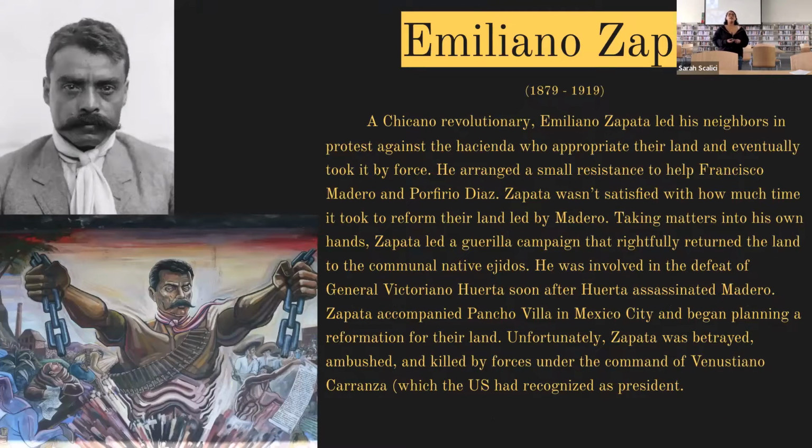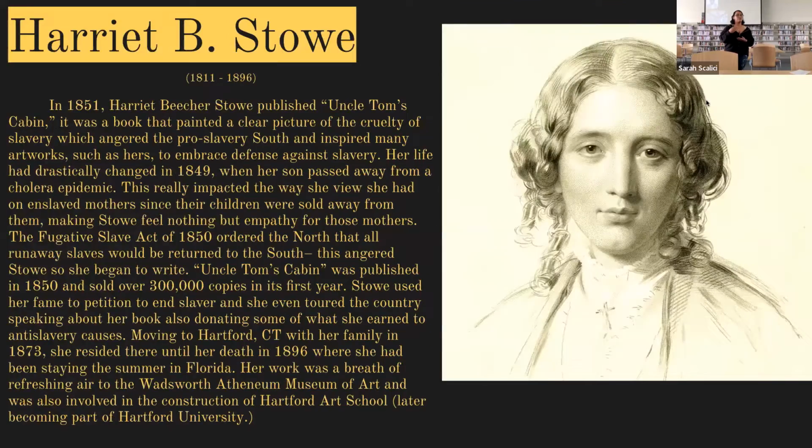Emiliano Zapata. Emiliano was a Chicano revolutionary, which Chicano is more, the original name of Mexico was Mexica, but it was changed. And so when you say Chicano, it means more that he was a native of Mexican land. Zapata started a protest with his neighbors against white settlers who wanted to overtake the land. And so he decided to lead a revolution.